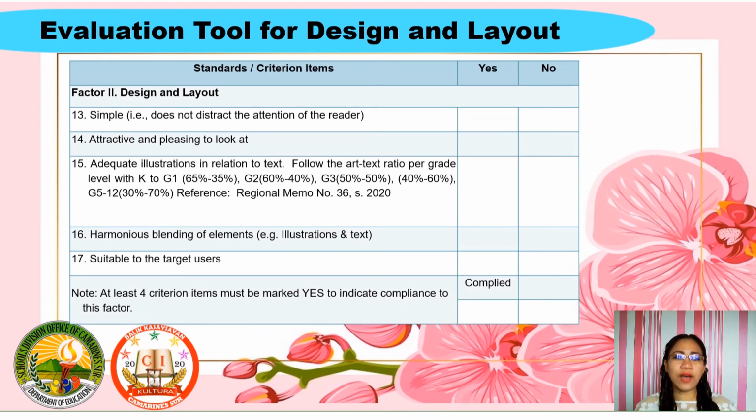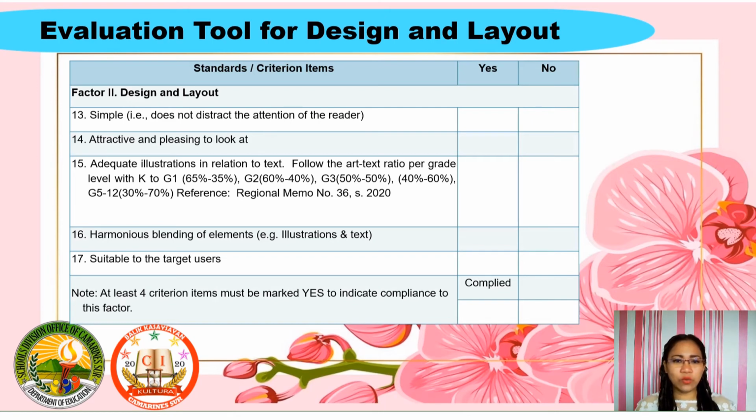For the second factor, the design and layout, it should be simple and does not distract the attention of the reader. It should be attractive and pleasing to look at. Adequate illustrations in relation to text. Follow the art-text ratio per grade level, with K to grade 1.